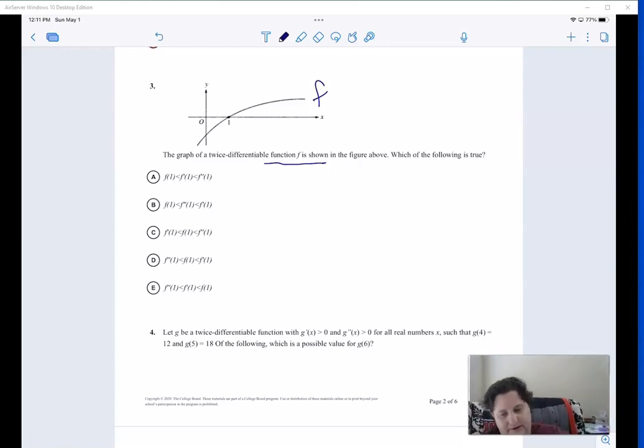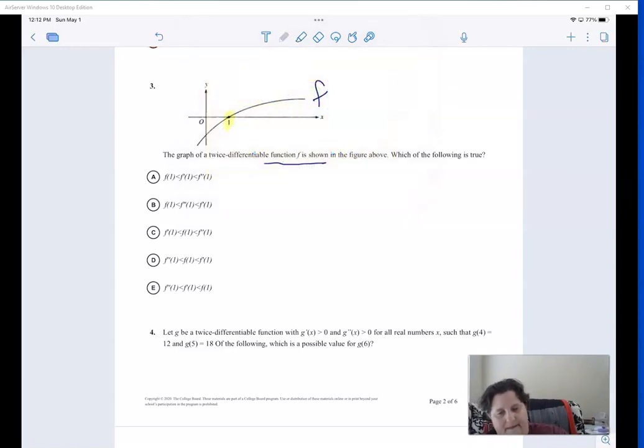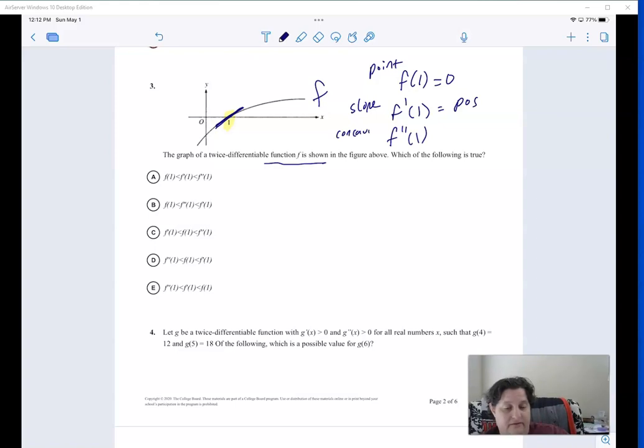Okay, check this out, you guys. At 1, I'm going to evaluate and see what's going on right here. F of 1, that just means the point on the graph, and the point on the graph is 0. F prime of 1, what does that mean? Prime tells me slope. That is a positive slope. F double prime of 1, though, that talks about concavity. This entire graph actually is concave down, and concave down is negative.